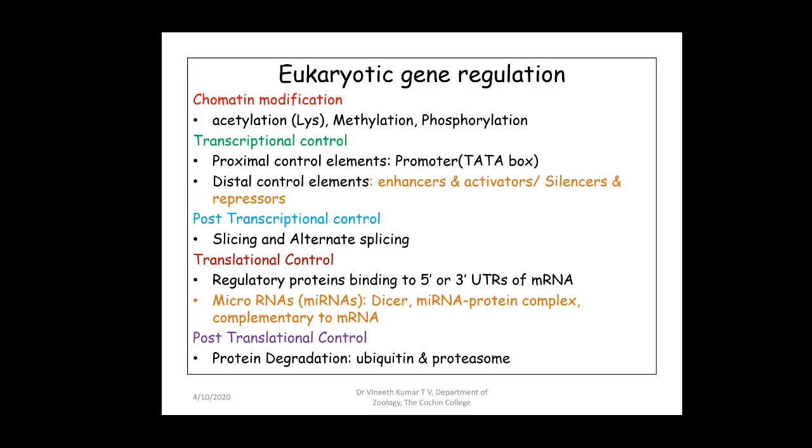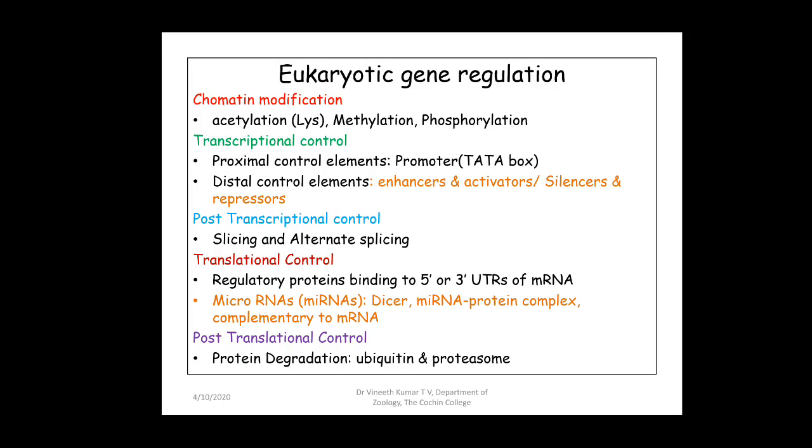So first is chromatin modification. That is the first decision, whether that particular gene is to be transcribed or not. As you all know, a eukaryotic gene is usually found in a solenoid structure, which means it is compactly packed. The genes cannot be seen as free double-stranded DNA or as chromatin.